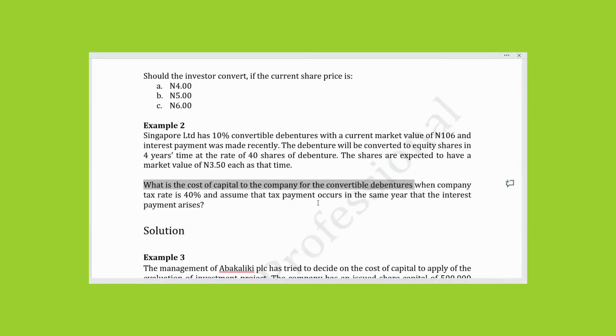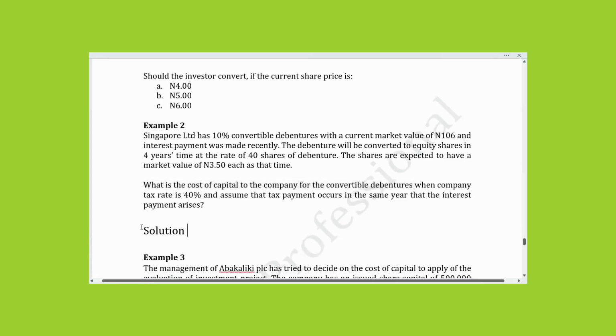Therefore, what are you supposed to do? The first thing you need to do, you assume two discount rates that will produce a positive and a negative NPV. Then step 2, you calculate the cost of convertible debenture using the internal rate of return formula. It's not more than that. No matter how big the question is, it's not more than that.